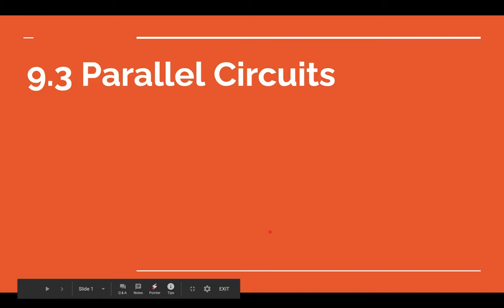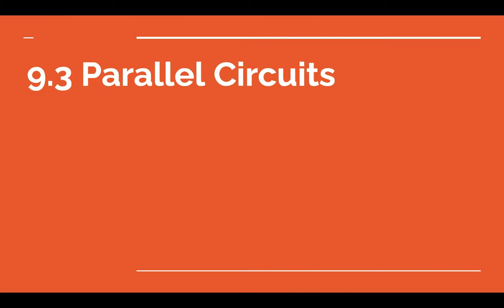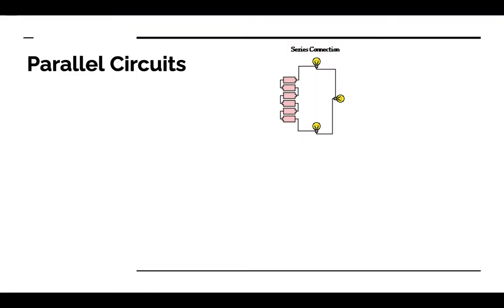We arrive to our last topic in AP Physics 1, where we look at a different type of circuit from a series circuit known as a parallel circuit. So we'll specifically look at what is a parallel circuit, what advantages does a parallel circuit have over a series circuit, how are they different, and how do we analyze a parallel circuit.